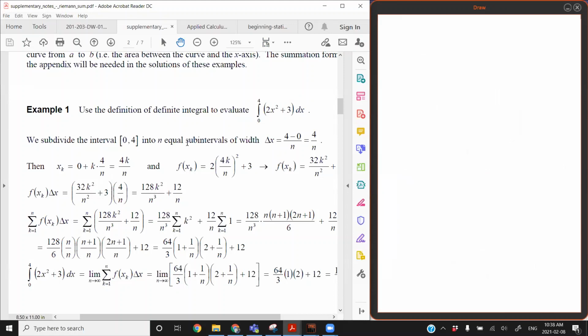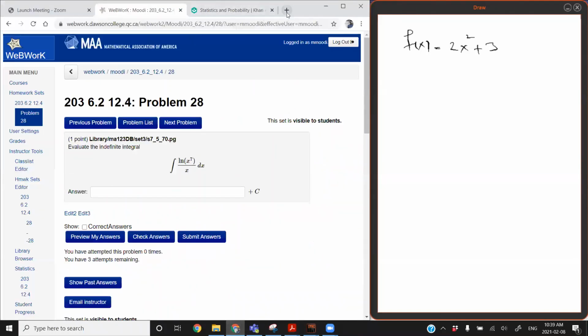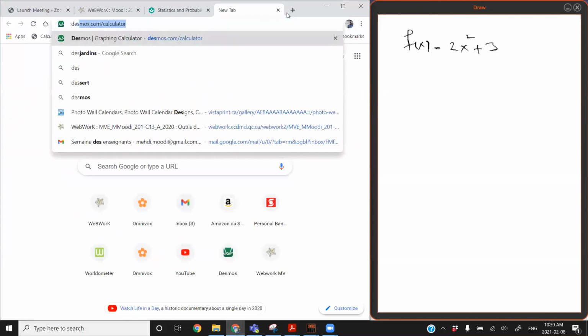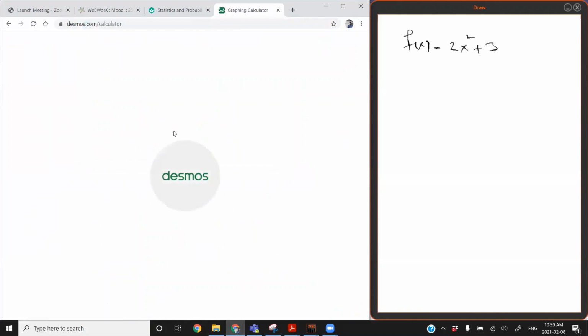So imagine that we want to find this area. Let me just show you the area. The function is f of x is 2x squared plus 3. And if you look at the two bounds, the bounds are 0 and 4. So if I want to graph the area, let me use a graphing tool, Desmos. Desmos is a very good graphing tool. I just want to show you the function.